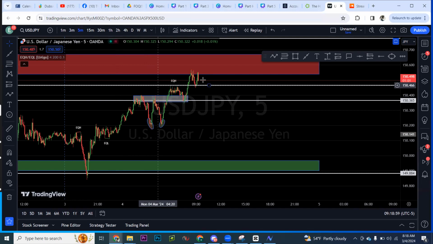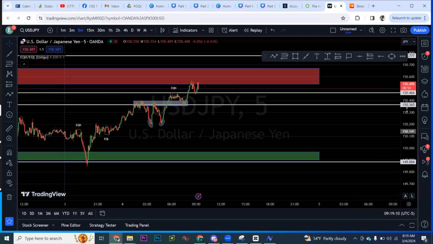There we go. Here, so we got the equal high. So liquidity is above here. So I believe it took liquidity out. And we're in the supply here. So I'm cool with this.